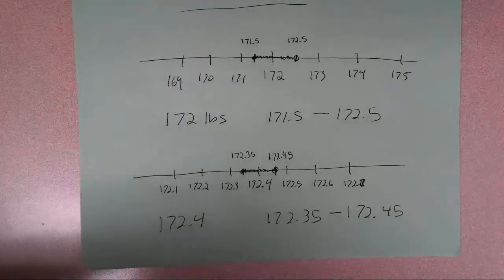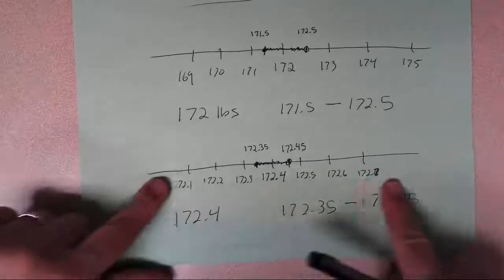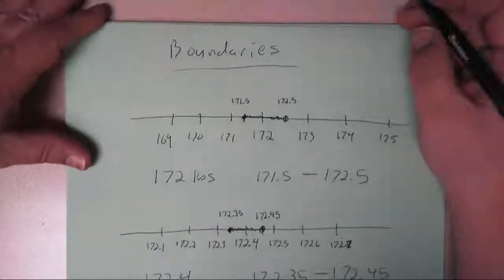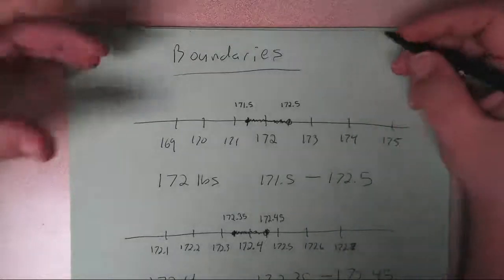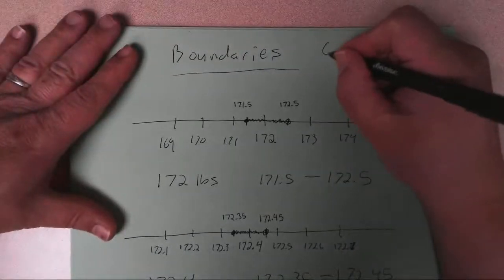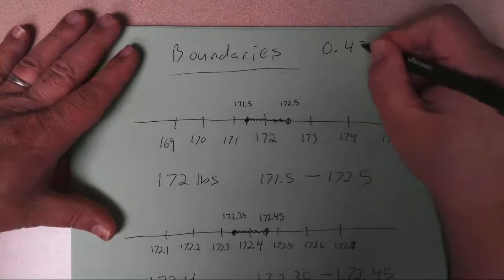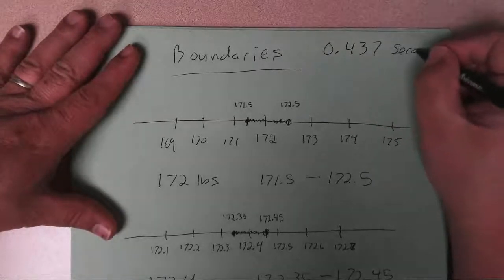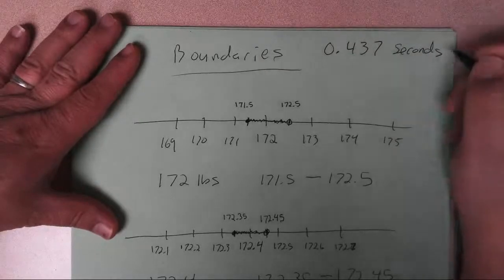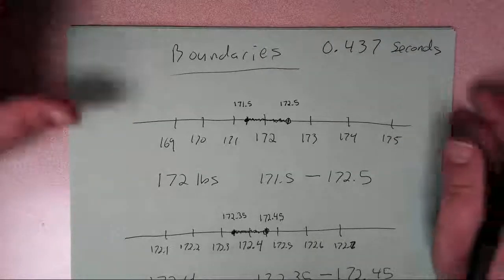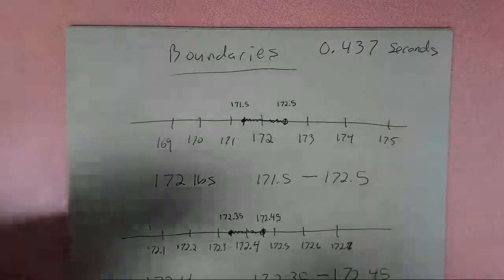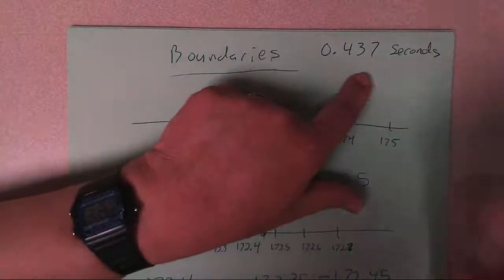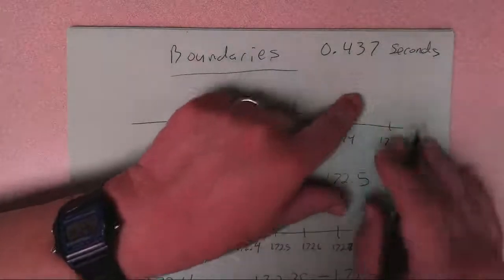Okay. Now there's a trick to this. You don't have to draw out a diagram or whatever to do this every time. So let's say I was using a stopwatch and I was measuring, let's say, a chemical reaction. And let's say it was 0.437 seconds or something like that. Okay, and now I want to know the boundaries to this. Well, clearly I'm measuring to the nearest thousandth of a second. This is the thousandth place.